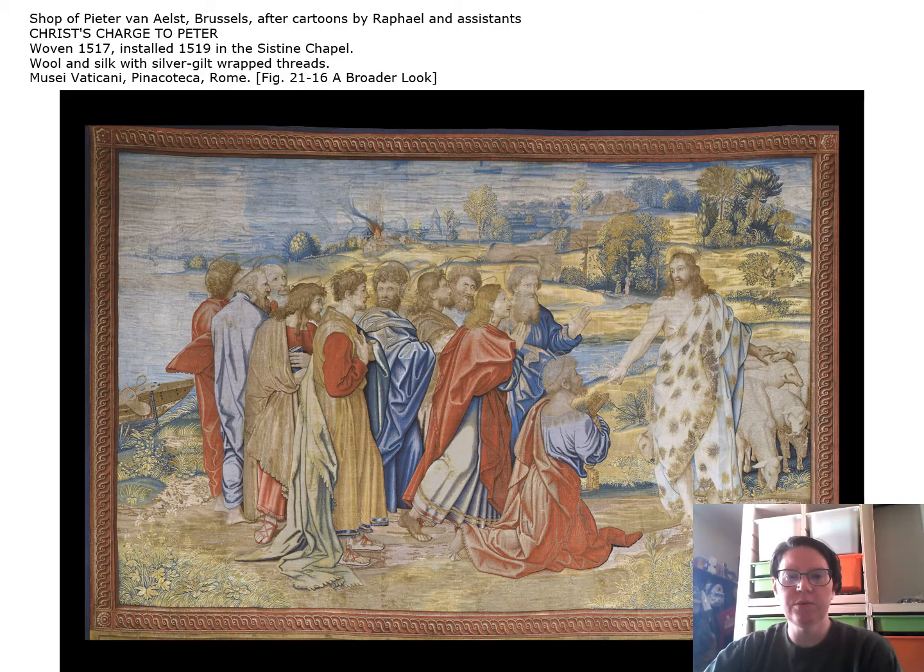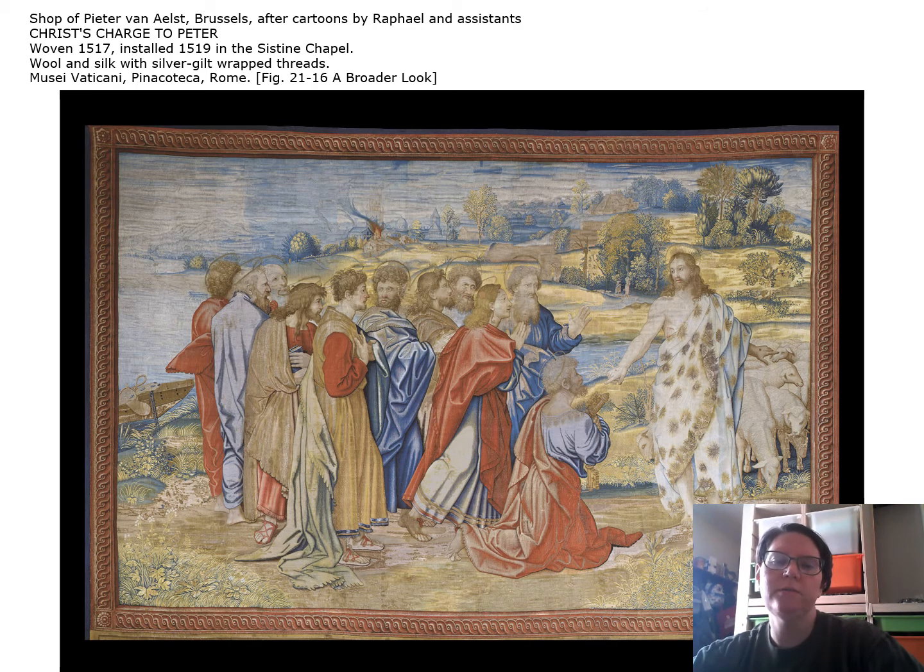So here's the tapestry. You can clearly see that St. Peter is now kneeling and is receiving a charge from Jesus. And of course, his garment has been changed from the gold and blue to red and blue. And then you can see Jesus's garment now has this starburst pattern all over it, when originally he wore just a simple plain white garment.